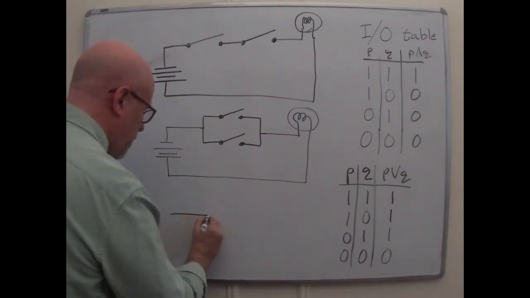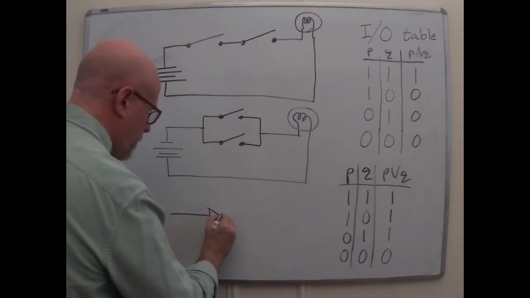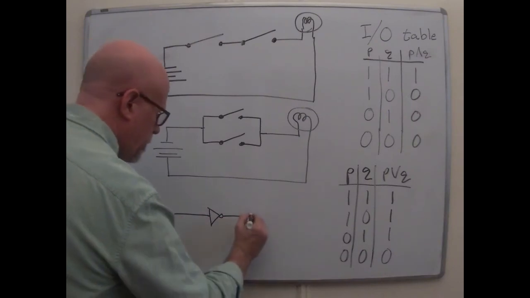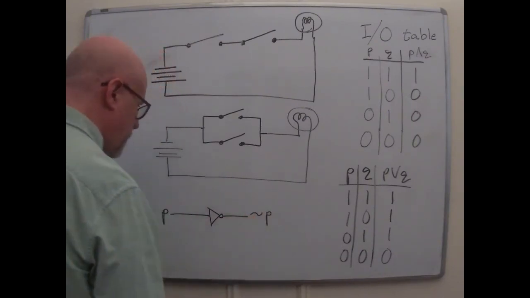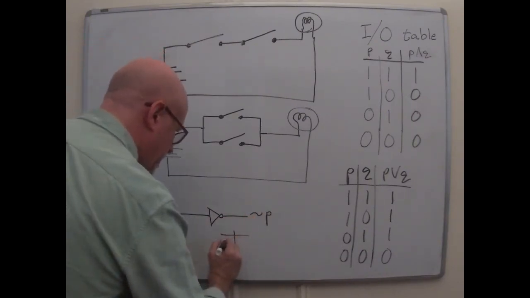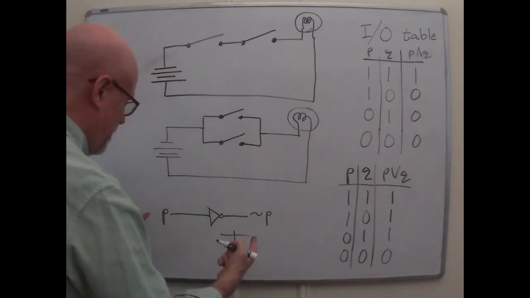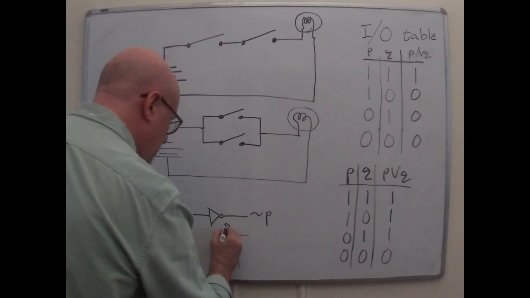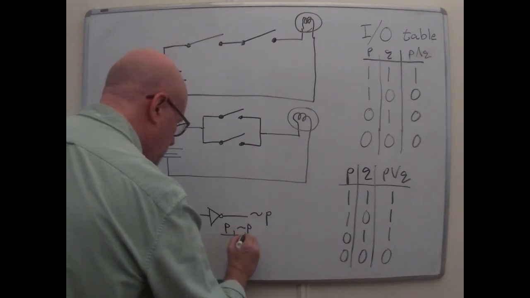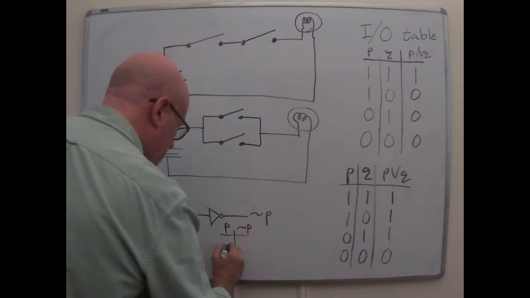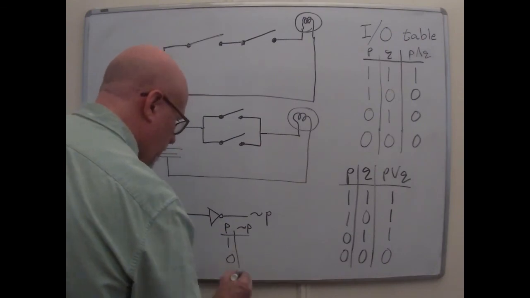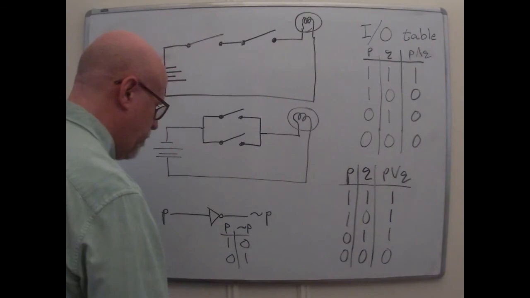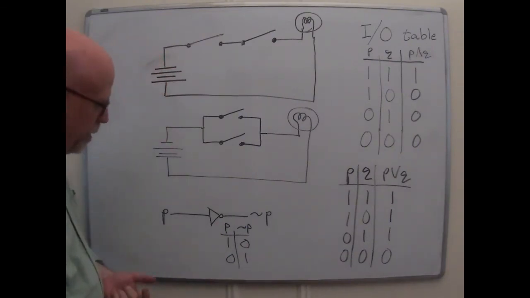So if we had P and the little NOT gate symbol, so this is P on the input, it's just not P on the output. Well, you know what the output table, this is exactly like the logical table for P and not P. P is either on or off, and not P does the opposite. When P is on, not P is off, and when P is off, not P is on.